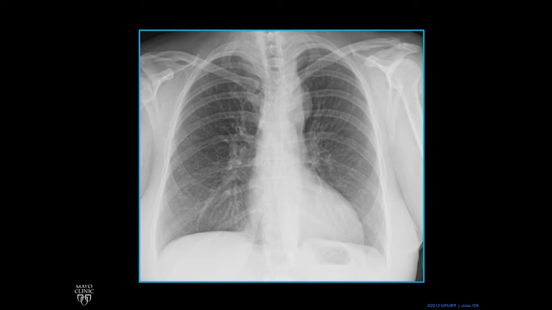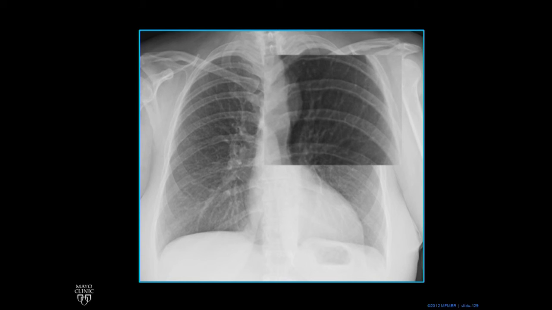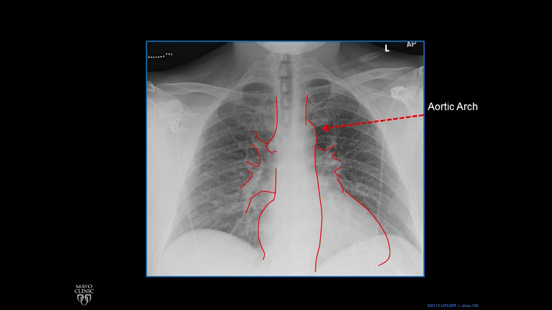Also, if you look carefully here at the ribs, you can see that there are little grooves underneath the ribs. That happens from collateral vessels that are coming from the upper extremities. They're going backwards through the intercostals under the ribs and draining into the descending thoracic aorta. They get so big that they start to erode under the ribs, and that's called rib notching, which is a classic chest x-ray sign that you see in coarctation of the aorta.